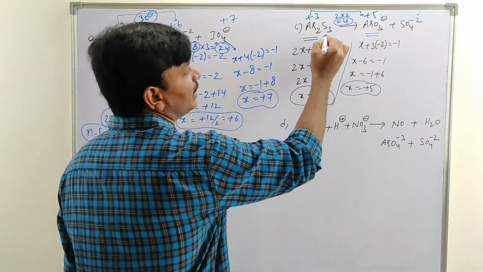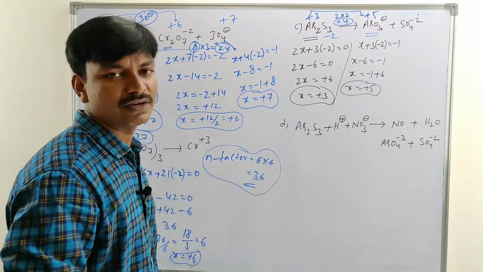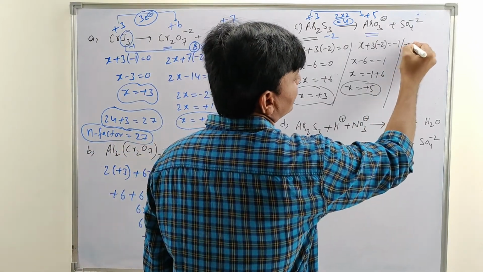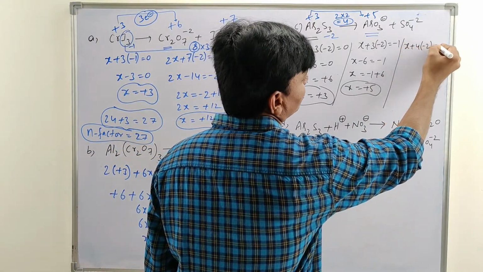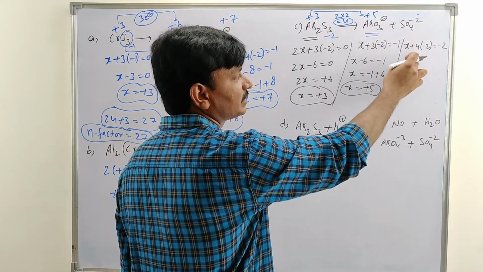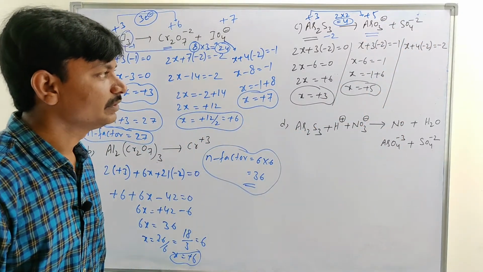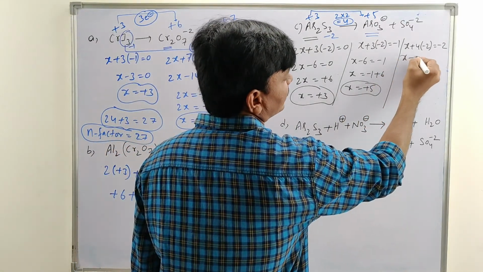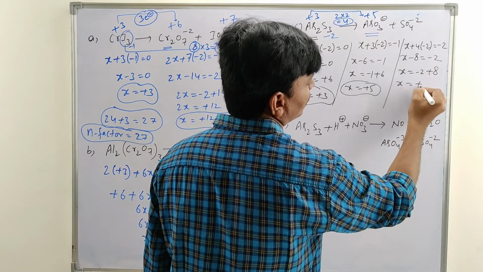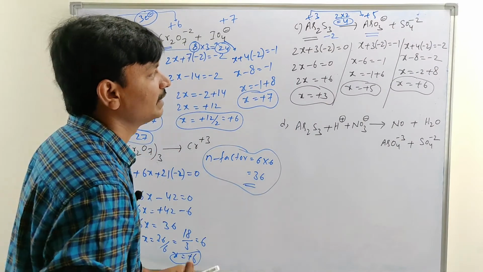Here sulfur oxidation number will be minus 2. In SO4 minus 2, sulfur oxidation number: okay, how to calculate? Sulfur means X plus 4 into minus 2 equal to minus 2. Here X means sulfur. 4 oxygen atoms are present, that's why 4 into minus 2 equal to minus 2, that is charge is there. Okay, X minus 8 equal to minus 2. X equal to minus 2 plus 8. X equal to plus 6. Okay, here sulfur oxidation number will be plus 6.